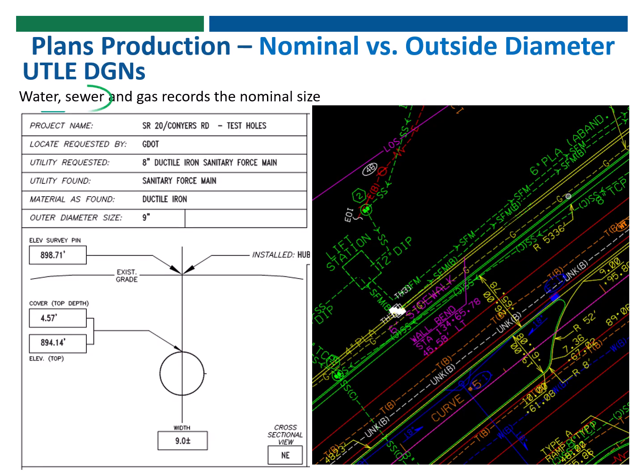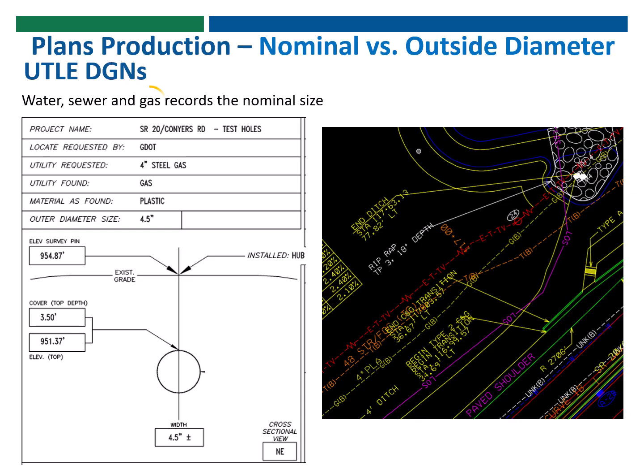In this next example, this is a sewer utility. On the sewer records, normally the nominal size is provided. In this case, they were looking for an 8-inch ductile iron sanitary force main. In the test hole, they measured a 9-inch ductile iron pipe, and in the DGN file, they will record the nominal size of that pipe, which is an 8-inch DIP utility.